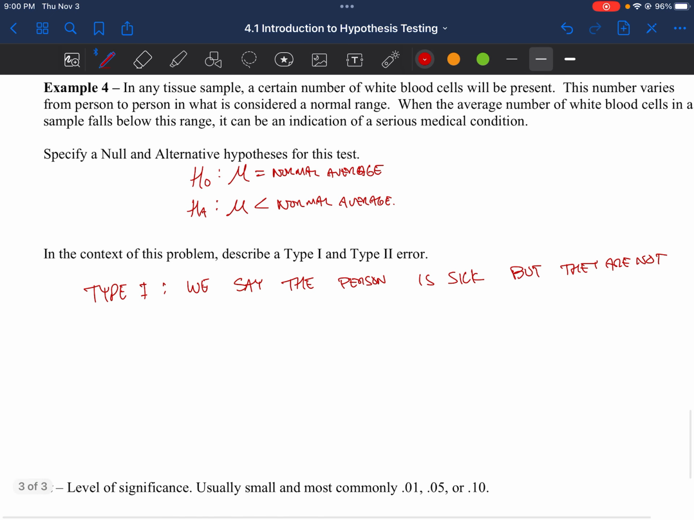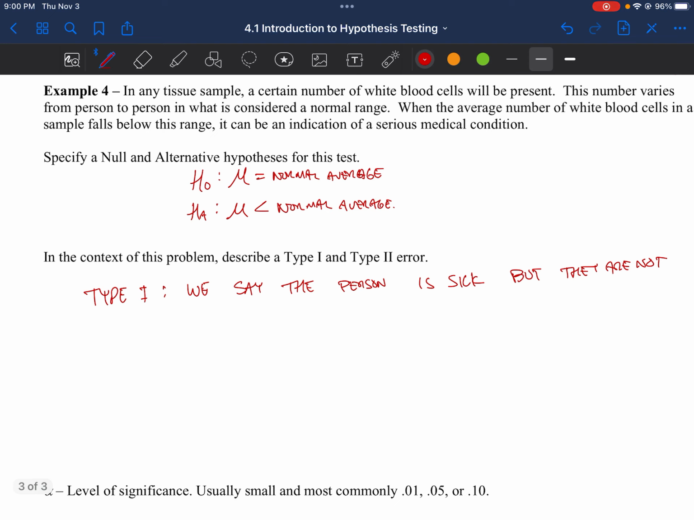So it's not as bad of a conundrum as I was anticipating earlier. This is actually a really good situation here. It's not great to tell somebody they're sick when they're not, but it's way better to tell them they're sick and then find out later that they're not sick than to tell someone they're not sick and then they're dead later. Okay? So we say the person is sick, but they are not. That's a type 1 error. A type 2 error is we say the person is healthy when they are sick.